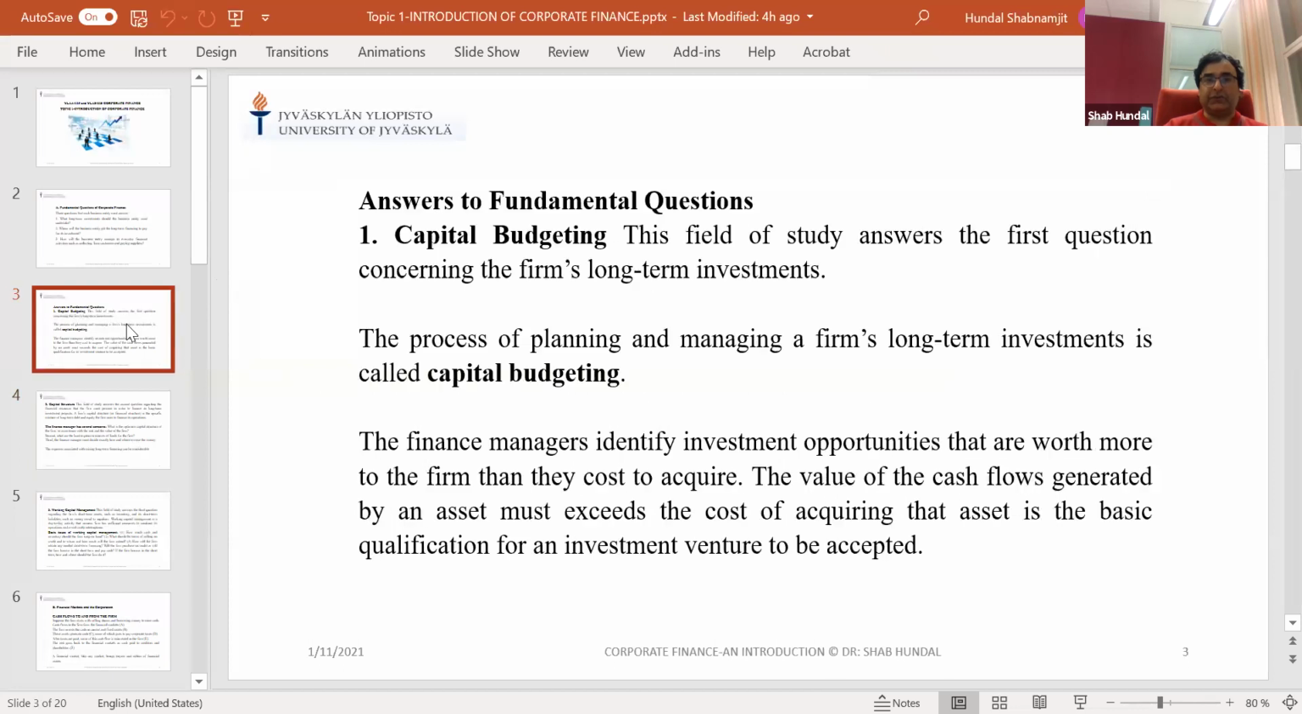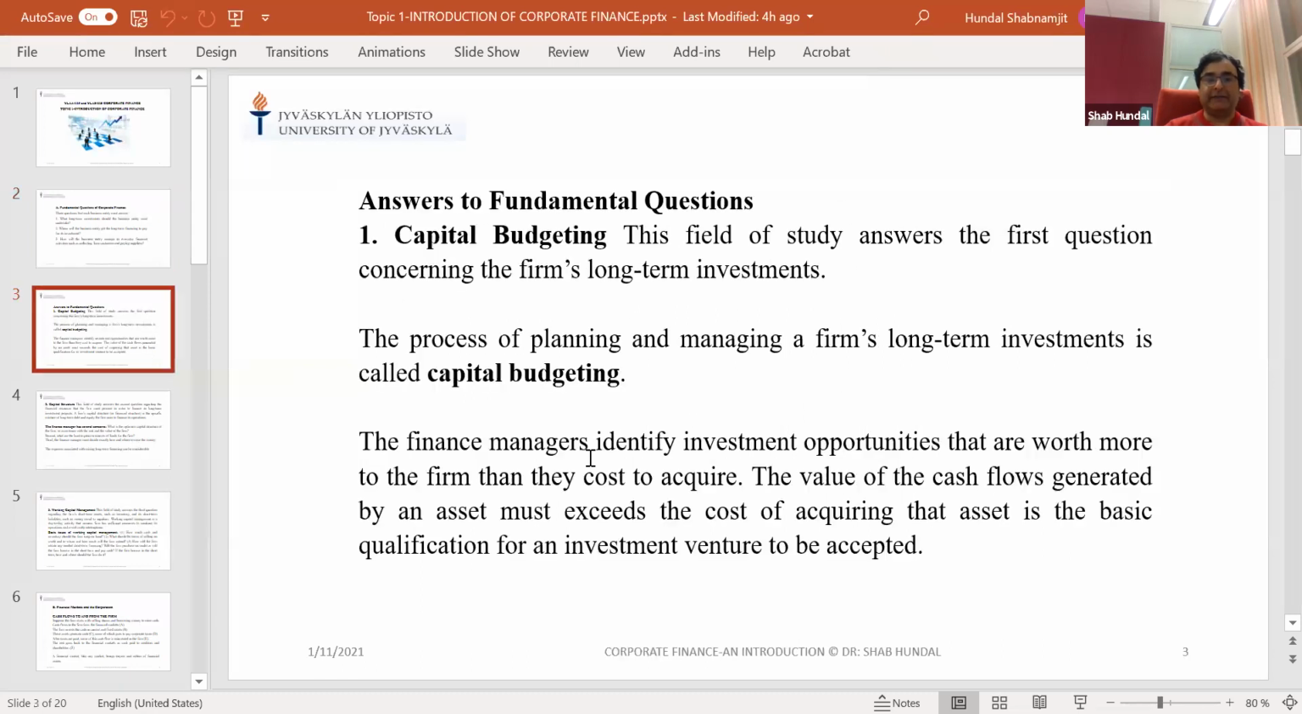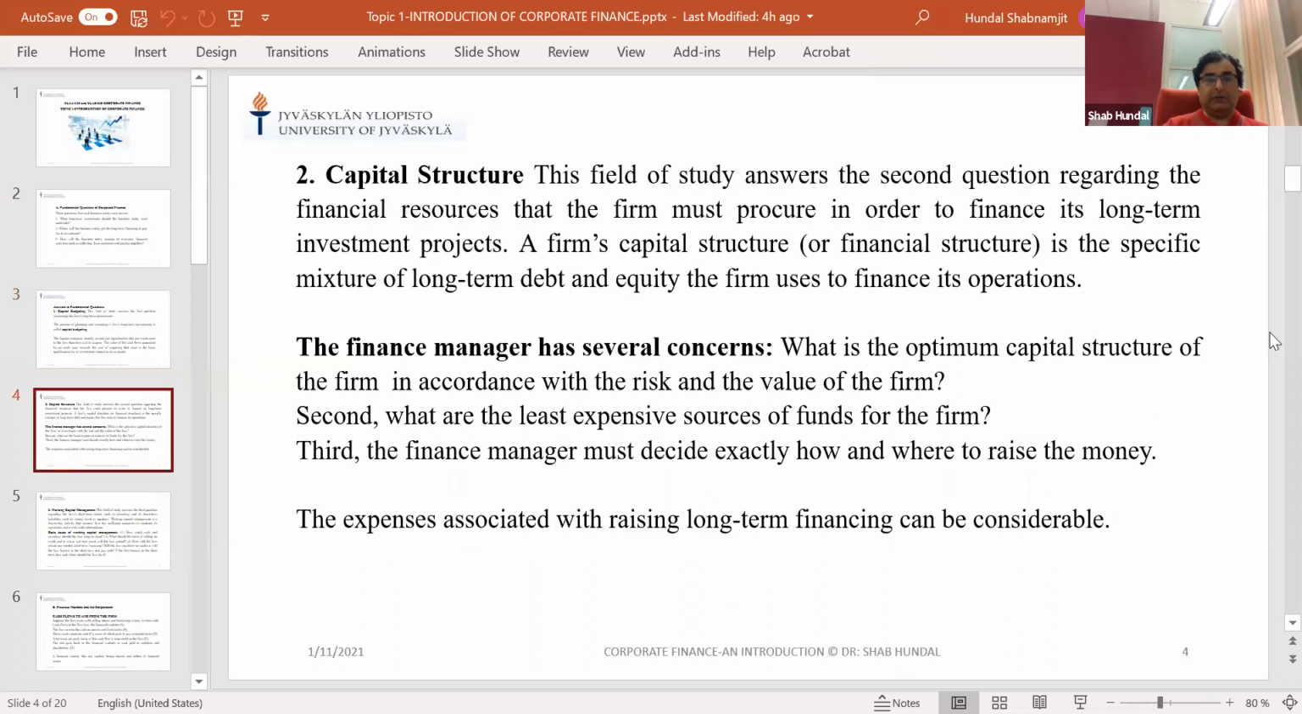Then comes the second question. And the second question is, where will the business entity get the long-term financing to pay for its investment? Okay. For this, we will be discussing this topic of capital structure. Okay. Capital structure is very close to my heart. Most of my ongoing research, or in the recent past, is about capital structure.